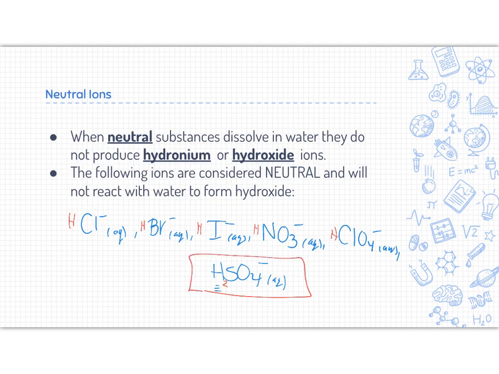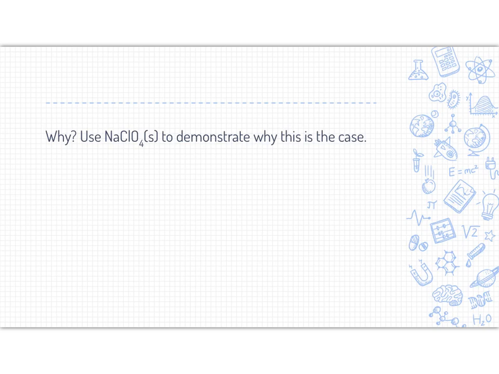Be careful with this one. I'll try and highlight it here, but HSO4 minus will not act as a base, but SO4 2 minus will. Okay, because when SO4 2 minus adds an H, it's not quite the strong acid yet. So we can add 1 H, but we can't add 2 H's to SO4 2 minus. What you need to know is just kind of memorize those ions and that they will never accept an H in water.